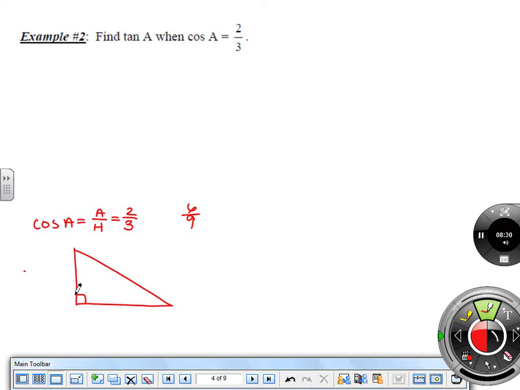You can't make it the right angle, okay, because then your hypotenuse would also be your opposite, so that wouldn't really make sense. So it has to be one of the acute angles in the triangle. Which one is up to you.